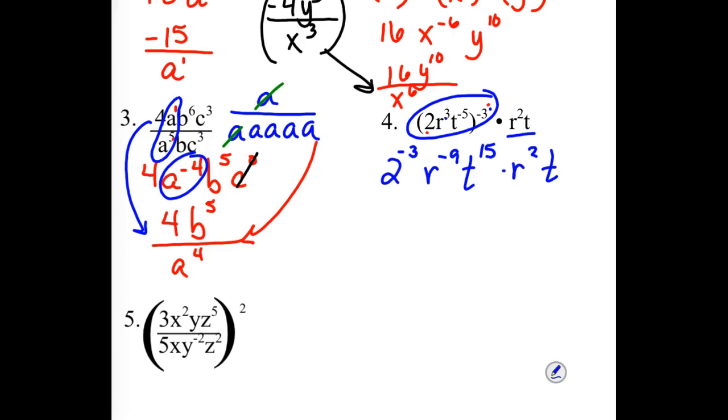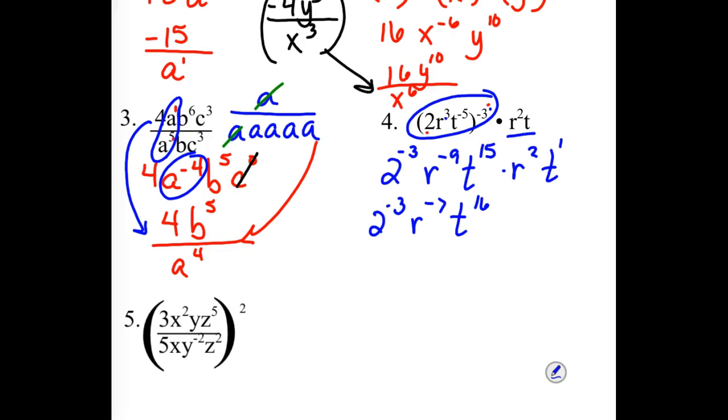Okay. Now can we put our R's together and our T's together? Okay, so we have 2 to the negative 3. We have R to the negative 7. What about T? Where's the 16 coming from? Yes. The last T there is a T to the first. If it helps you to put the little 1 in there so you don't forget about it, go ahead and do that.